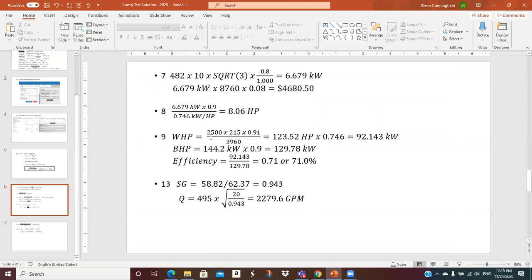So pretty simple. The water horsepower or fluid horsepower, whatever you want to call it, is GPM, feet of head, times specific gravity divided by 3960. That's the energy that's showing up, in this case in the oil. And so that's 123.52 horsepower, converted to kW is 92.143. The brake horsepower, this is the measured power into the motor, and we're told the motor is 90% efficient. So 90% of that is actually going into the pump shaft. So that's 129.78. So the efficiency, that ratio, is 71%.